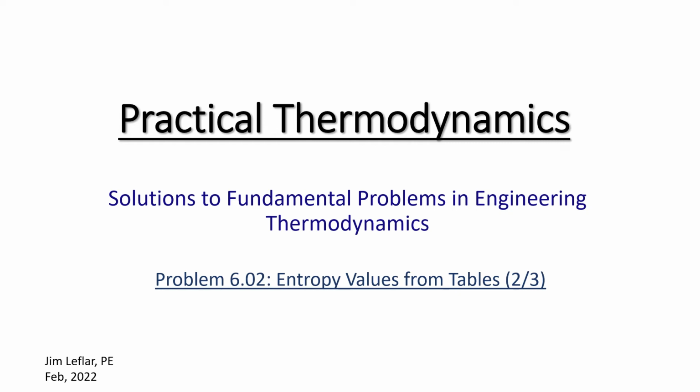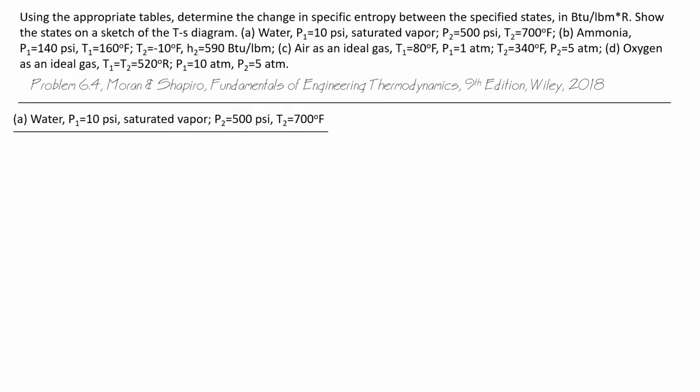Let's solve a second set of problems where we'll be required to find entropy values in tables. Using the appropriate tables, determine the change in specific entropy between the specified states in BTUs per pound mass R. Show the states on a sketch of the TS diagram. And then we're given 4 particular problems. Let's begin with the first one.